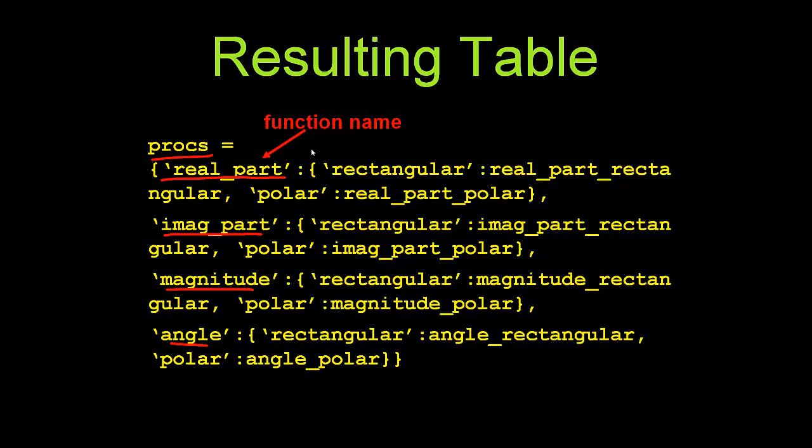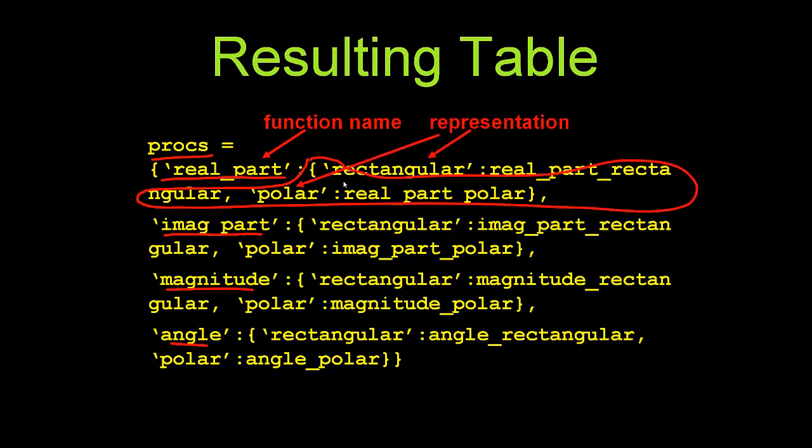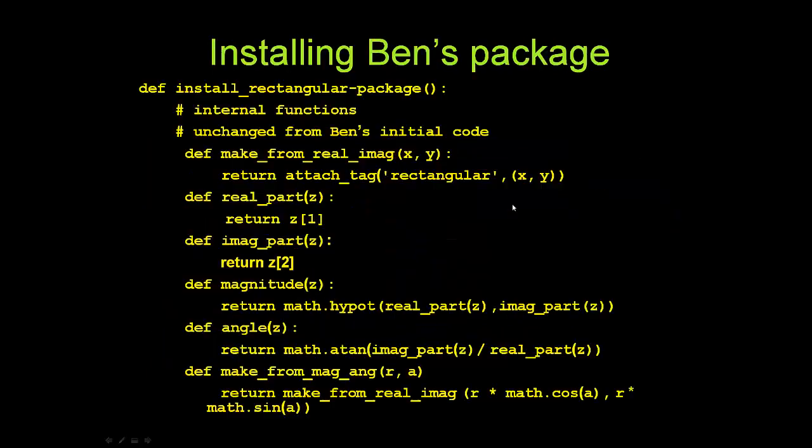Okay, and next, each of them, right, the value associated is some kind of a dictionary, right, and this dictionary basically is keyed by representation. So there's a rectangular and there's a polar, and associated with each of these keys is actually the function that will operate on the different data types, okay, to extract the real parts.